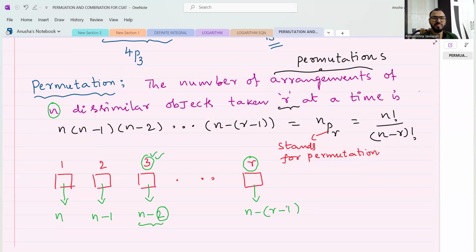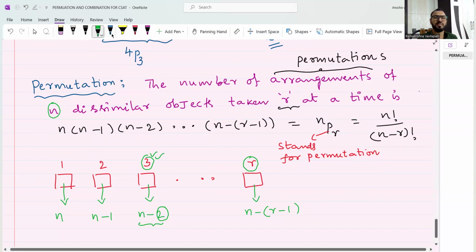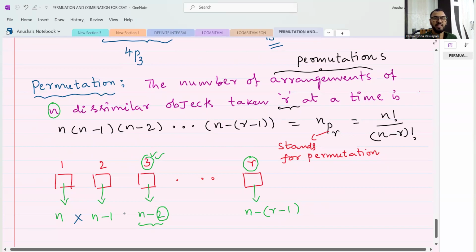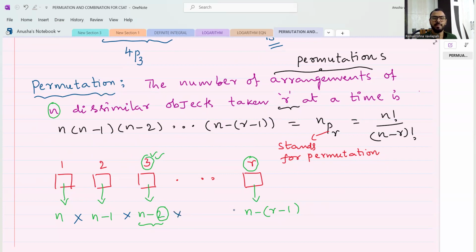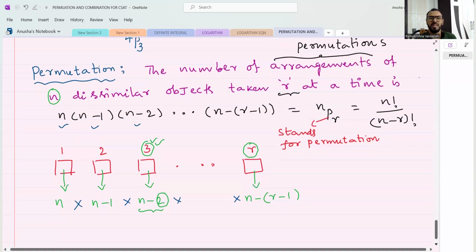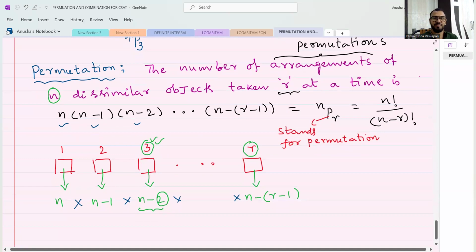Like this. So filling up each box is a job. So we are performing our jobs at a time, one after another. So we have to use the multiplication rule. So this is n into n minus 1 into n minus 2 and so on, n minus (r minus 1). Of course, r minus 1 is in bracket.